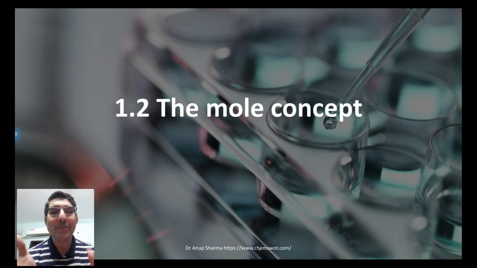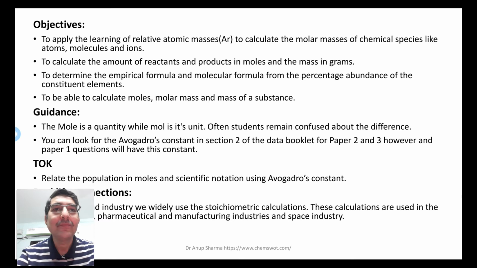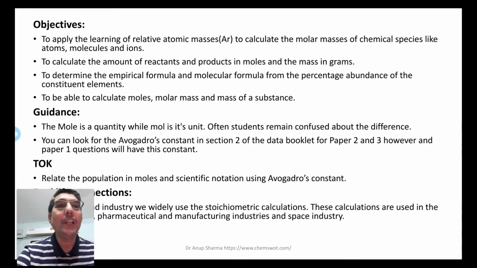So hello students, this is the second subtopic of the first unit of IB Diploma Chemistry, and this is the mole concept. So what are the objectives in this subtopic? To apply the learning of relative atomic masses to calculate the molar mass of chemical species like atoms, molecules and ions, to calculate the amount of reactants and products in moles and the mass in grams, to determine the empirical formula and the molecular formula from the percentage abundance of constituent elements, and to be able to calculate moles, molar mass and mass of a substance.